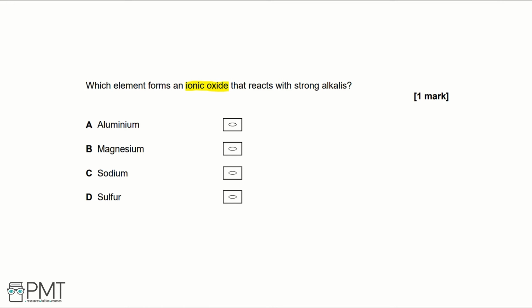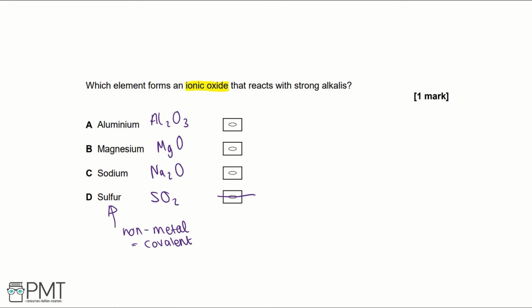And if we write the oxides of aluminium, magnesium, sodium, and sulfur, we get Al2O3, MgO, Na2O, and SO2. But sulfur is a non-metal, and to form an ionic compound you need a metal and a non-metal. Oxygen is also a non-metal, so a non-metal and a non-metal is actually a covalent compound. So our answer definitely can't be D because it's not ionic.